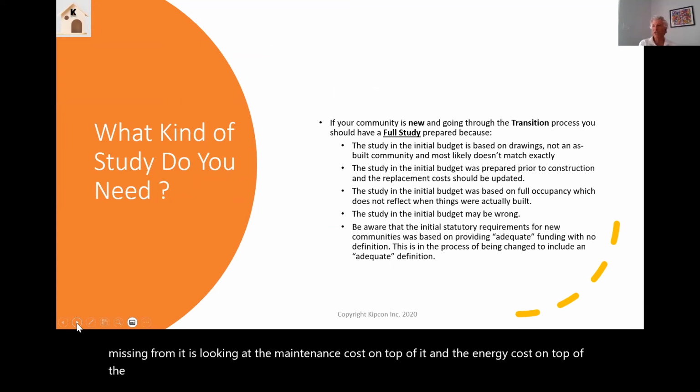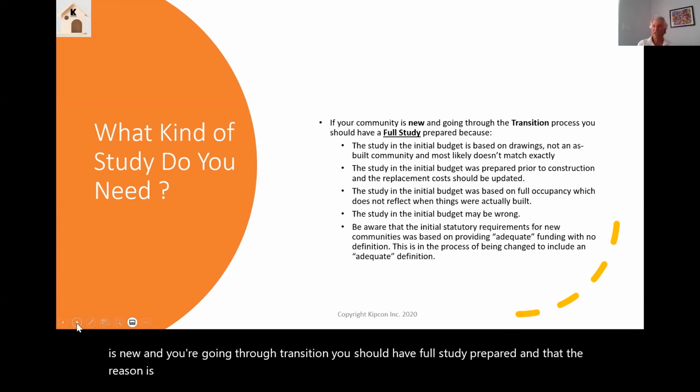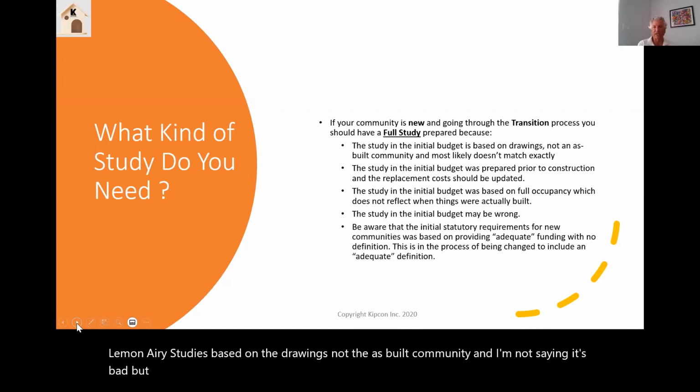So what kind of study do you need? A couple of guidelines. If your community is new and you're going through transition, you should have a full study prepared. The reason is a couple of logical things. The study in the initial budget, which we talked about, the preliminary study, is based on the drawings, not the as-built community. I'm not saying it's bad, but it's very rare that it matches exactly. So your reserve study should be based on what's actually there, not what's shown on the drawings.